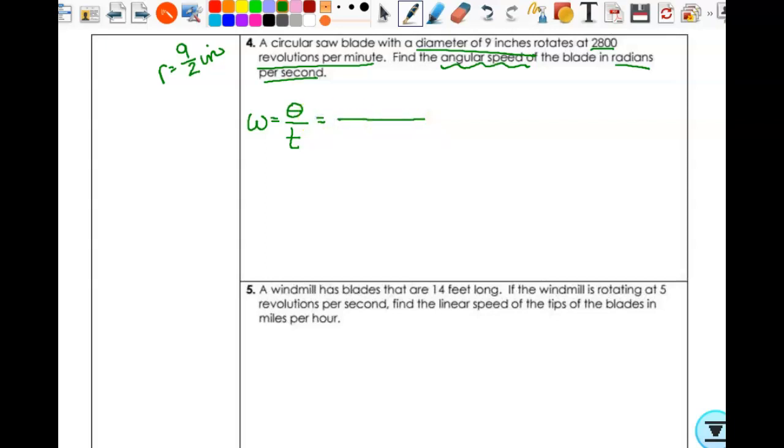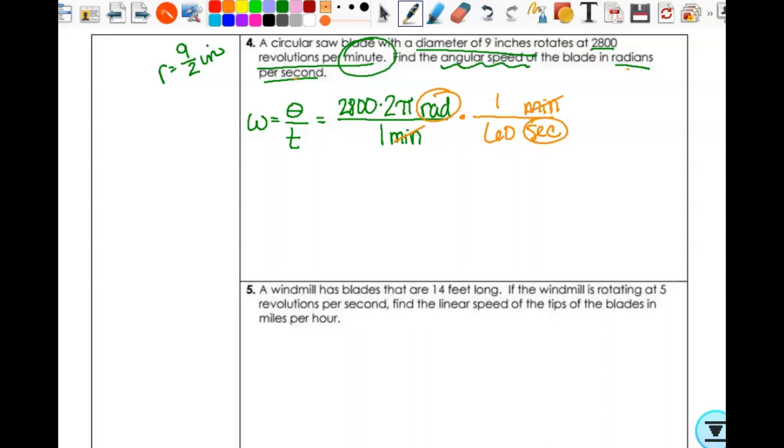Theta I find by doing the number of revolutions, which is 2,800 times 2 pi. So that would be radians up here. The time would be 1 what? Minute. Okay? You have to use what was given to you. We were given 2,800 revolutions per minute, so our original is in minutes. I want this to be in radians per second. So radians are good, but I need seconds. So I put minutes up here so that they cancel out. 1 minute is 60 seconds. And then again, you can put it all in one fraction. And you should get 280 pi over 3 radians per second.